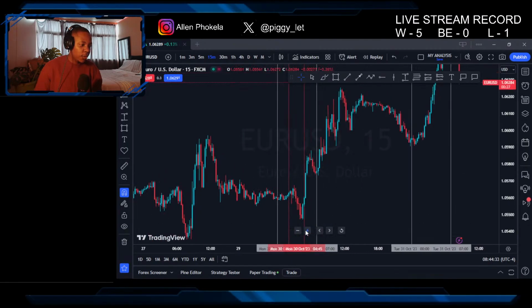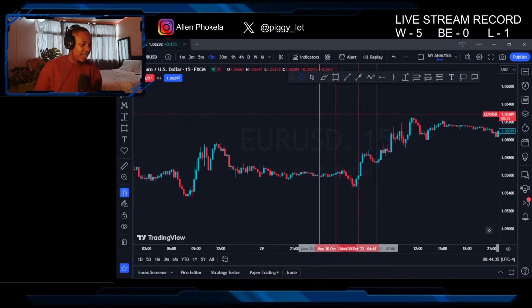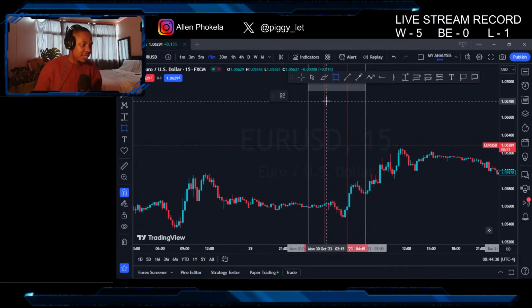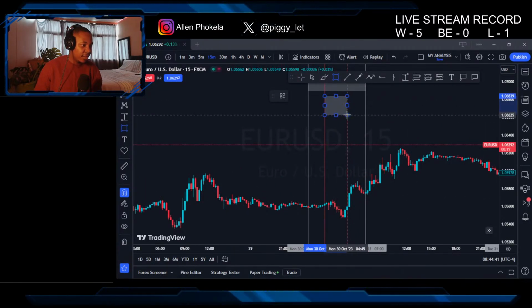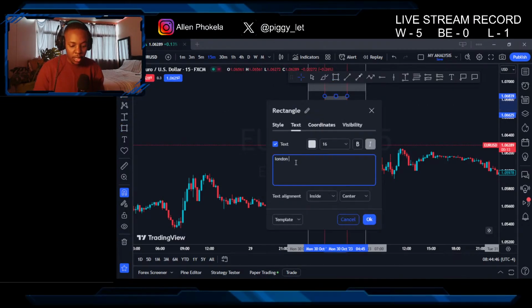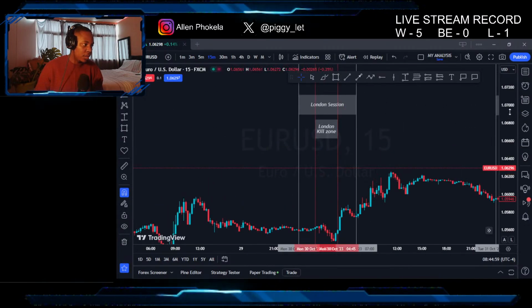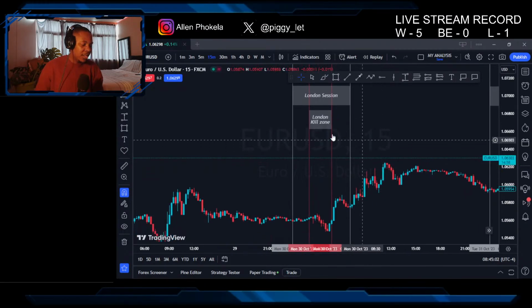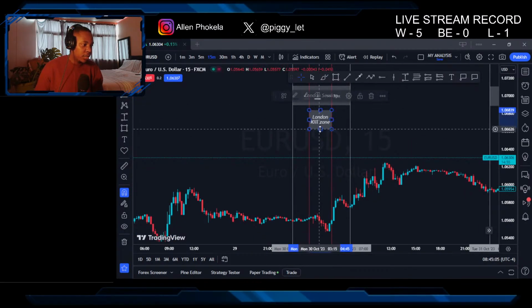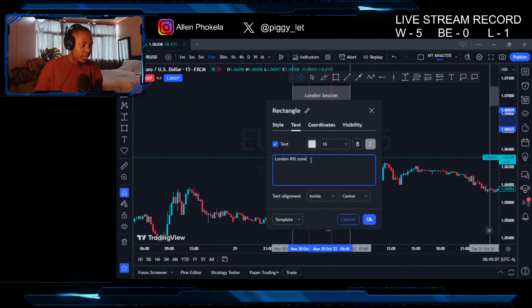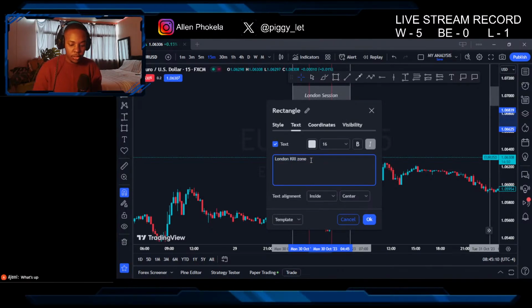So with that being said, let me just do this. That's the London kill zone. This is the London kill zone. Let me put the it's 2 a.m.